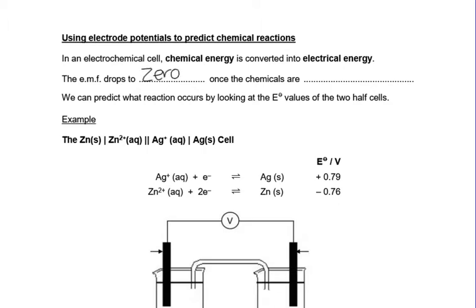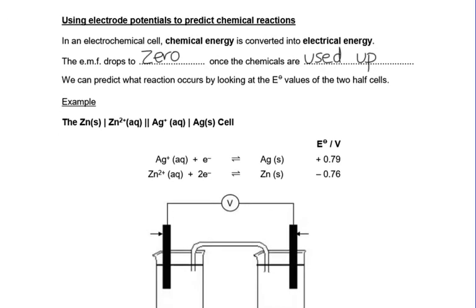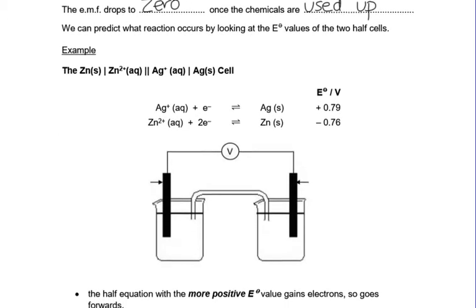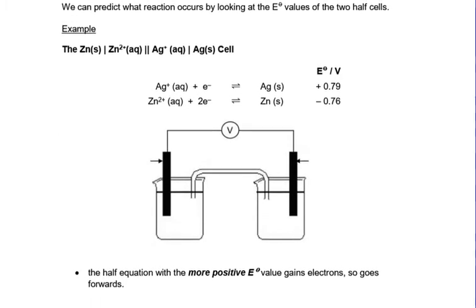to zero as the chemicals are used up, if we allow the electrons to flow. But we can predict what reaction is going to occur in our cell by looking at the values. So the first job you've got is we've been giving you a cell, we've been doing this now a bit, so see if you can label.